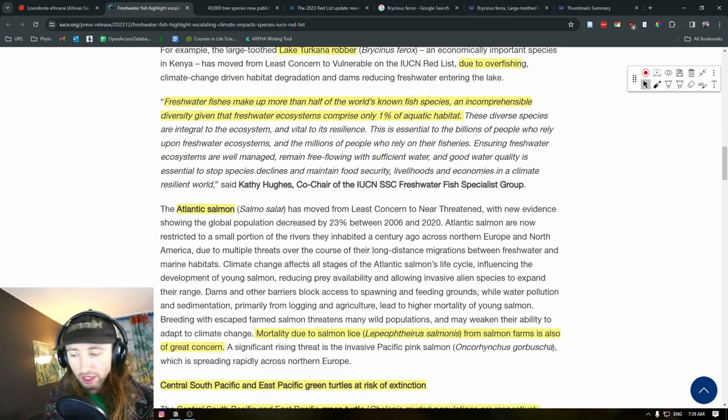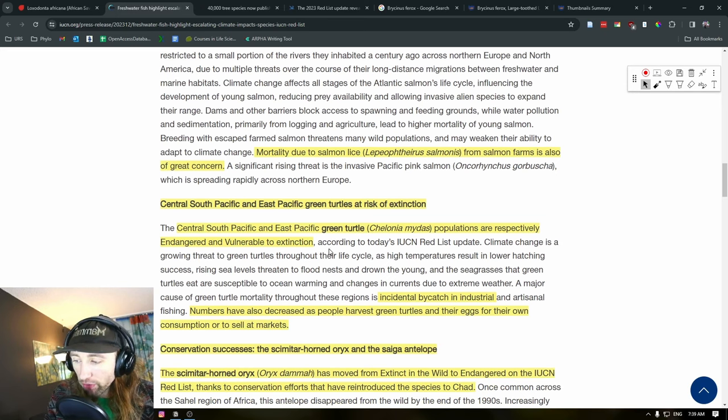So we're going to keep moving through this, though. This article also talks about the Central South Pacific and East Pacific green sea turtles at risk of extinction. They are respectively endangered and vulnerable. So these are the Central South Pacific and East Pacific green turtles, Chelonia mydas.